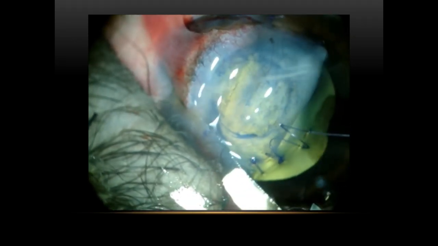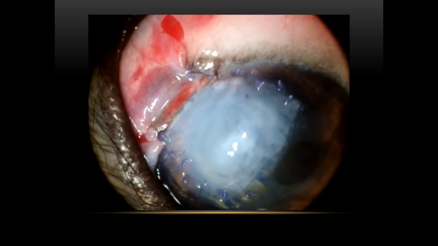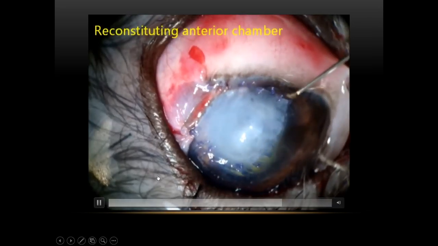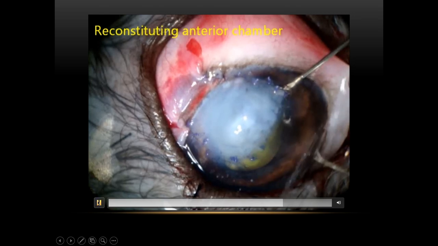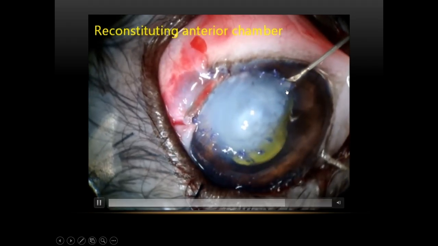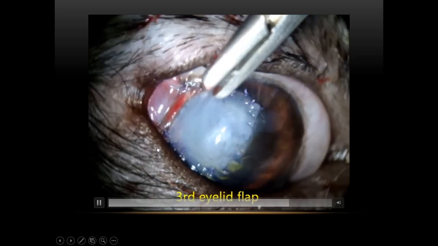So continuing the suture here. So this is the end of the suture. Okay, you can appreciate all the stitches on the cornea. And now we're gonna reinflate the anterior chamber with balanced salt solution. And at the same time, you're gonna check for leakages, okay? That's what I'm doing now. So there's no leakage at all. Okay, everything is holding in place.